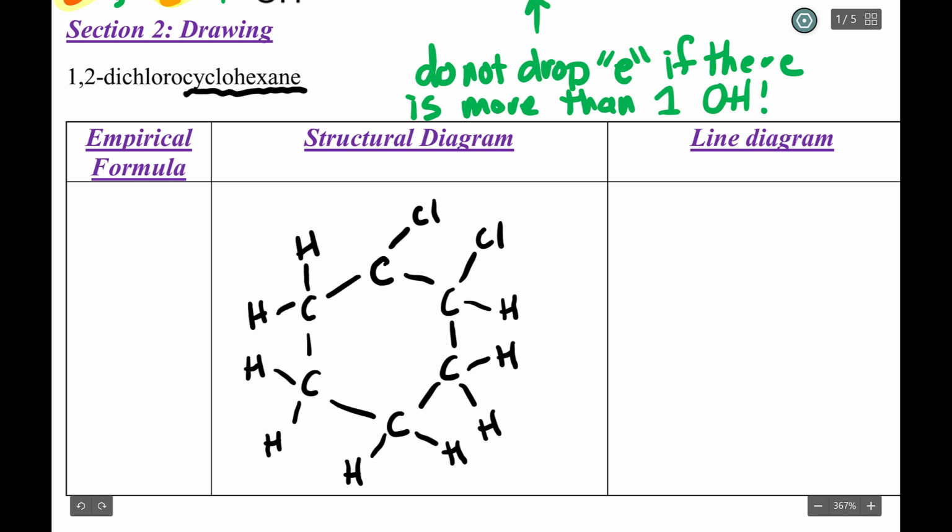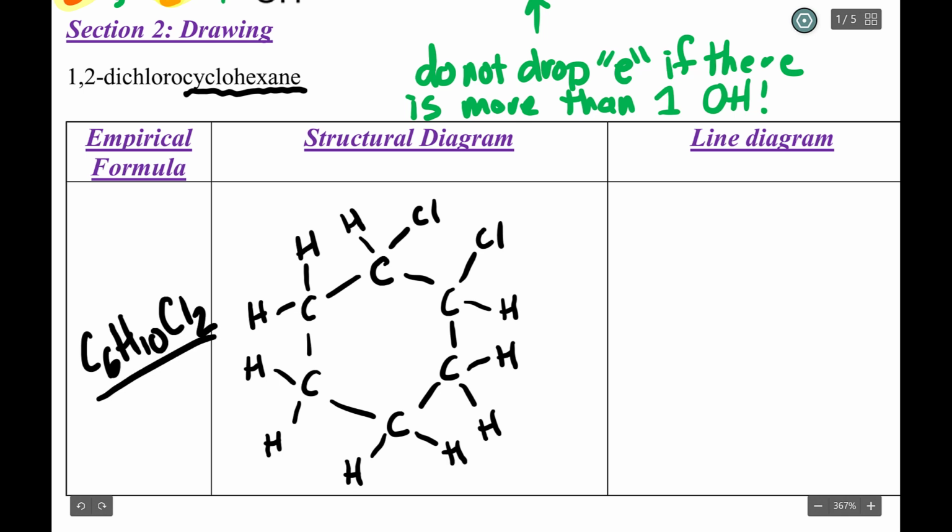And there we go. This one here still needs 1 more as well. And we're going to now do the formula. So starting with carbons, we have 6. And then we'll just go around and count up the hydrogens. So I'm going to start over here. I got 1, 2, 3, 4, 5, 6, 7, 8, 9, 10. So C6H10. And then, of course, I have 2 Cls.